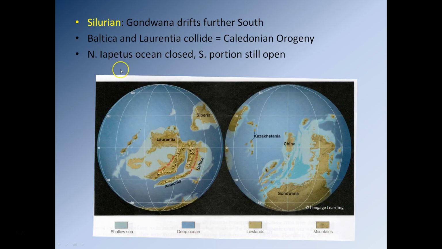By the Silurian, what's going on? Well, Siberia's kept moving north. Gondwana is still moving south. Now we can see we've actually lost the ice cover here. So that would rather imply that global temperatures have increased again, making ice cover on the South Pole difficult to achieve.